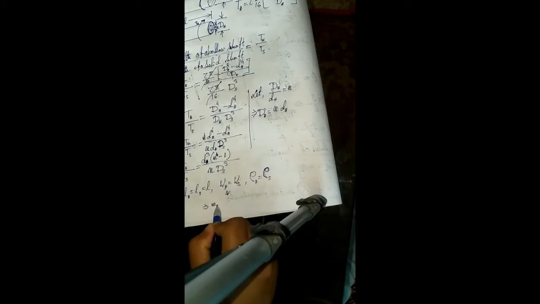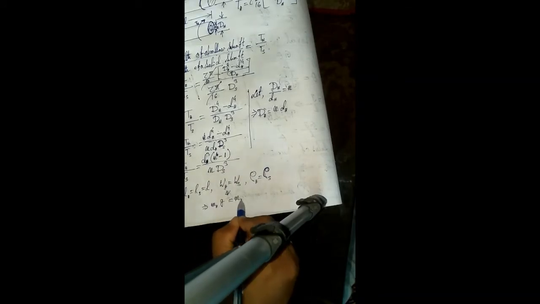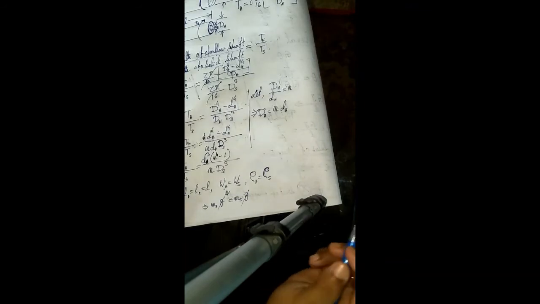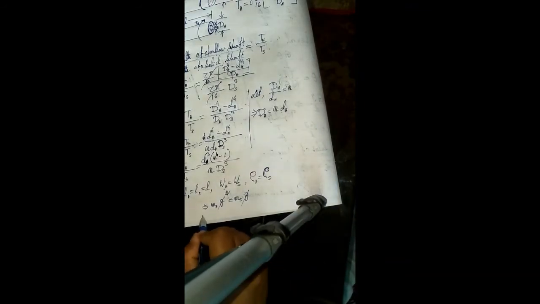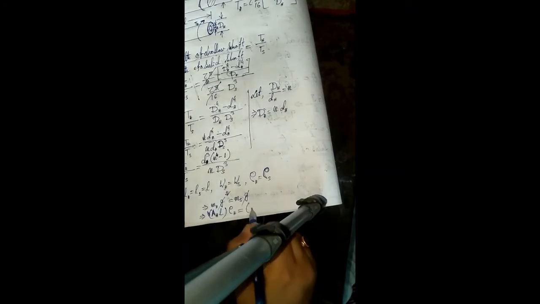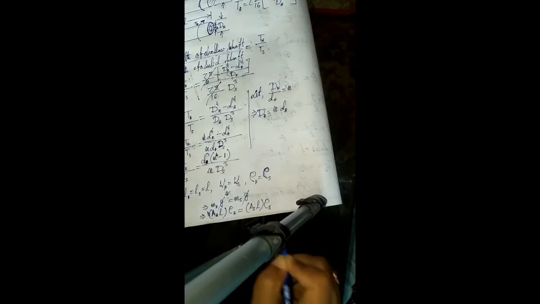weight means mass into g. Here the mass of the solid shaft into g. These two g are constant, that is the gravitational acceleration. The mass means what? Mass means density into volume. And the volume is the area into length. Area of the hollow shaft, AH, into length, this is the volume, into the density, that is rho h, and that equals the volume of the solid shaft, area into length into density.